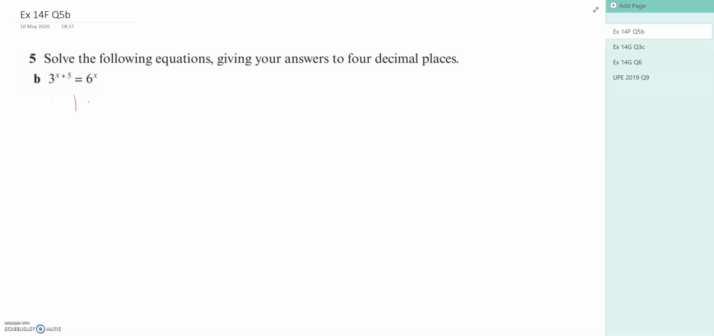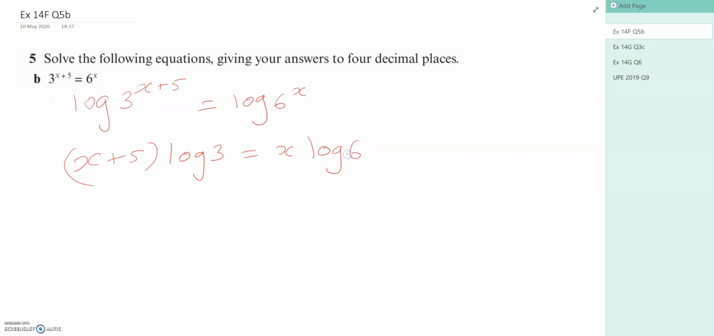It doesn't matter what base you take, so I'm just going to take base 10. You can take any base you want. And what logs allow us to do, because of the power law, is bring this power down to the front. So we get that, and we can bring this power down as well, and so we get this. Now we can expand this as a bracket.